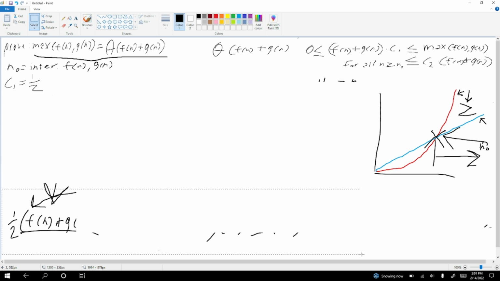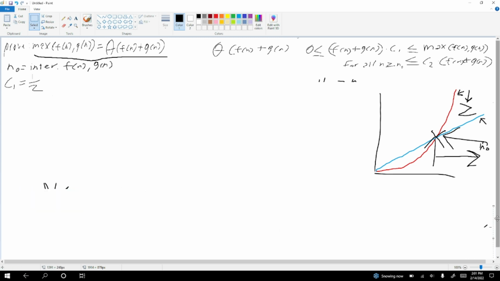All right. Let me look through my notes here for a second. Let me see. Yep, 1/2. So 1/2 is a valid value for C1. Nice. Let's go on to the last thing we need to find, which is C2.